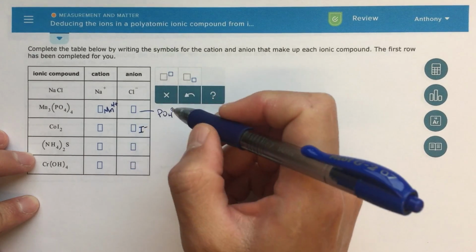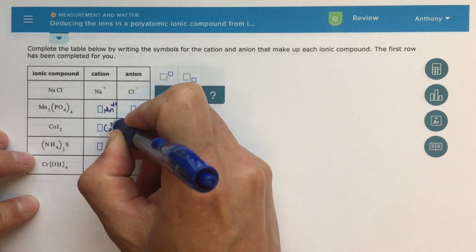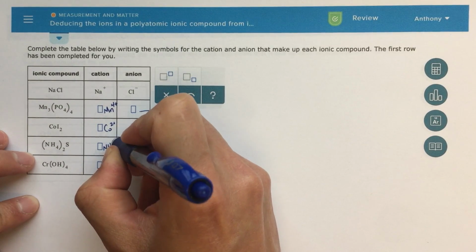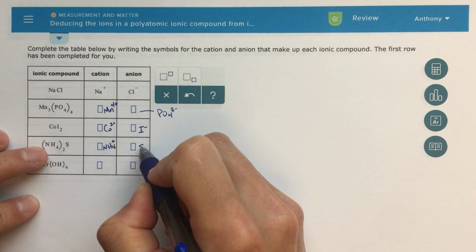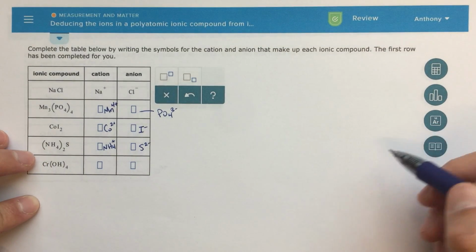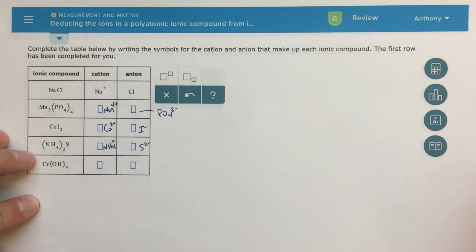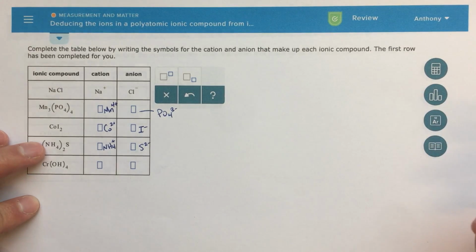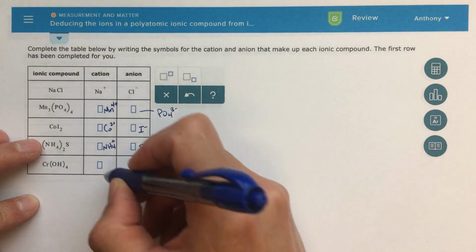Here we've got iodine again, so that's going to be I minus, cobalt 2 plus, NH4 plus, we saw that before, and then this S should be S2 minus. Sulfur again comes in that group 6, similar to oxygen. In an ionic compound, it's always going to have a charge of minus 2. We already know the NH4 plus has a charge of plus 1. So all this should make sense and fit in.